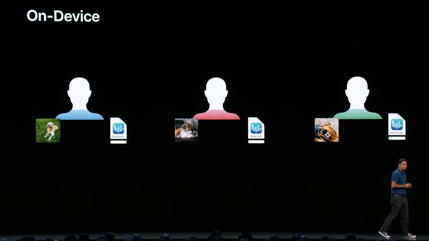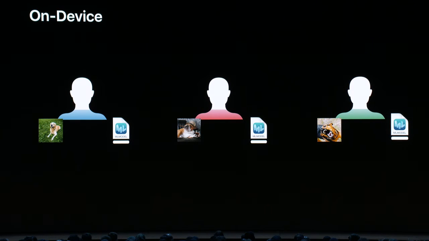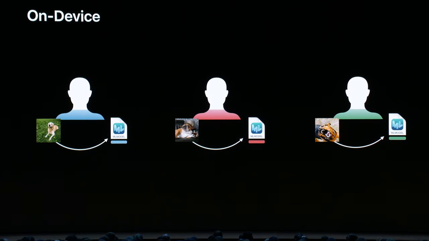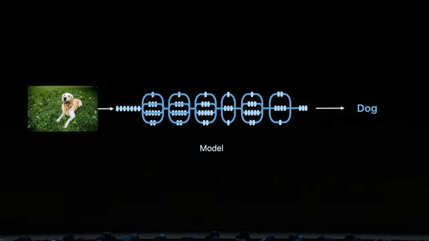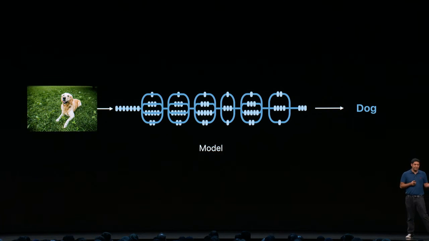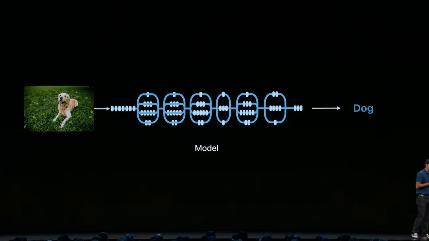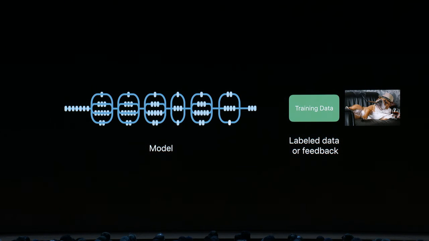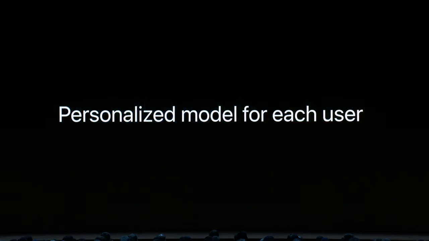With Core ML 3, you can do model personalization on the device. So if you have training data on the device, you can simply use it to fine-tune the model on the device. Previously, you take an image and you do the inference. And now, you can take the label data, feedback from the user, provide some kind of training data, and fine-tune the model on the device. You have a personalized model for each user.